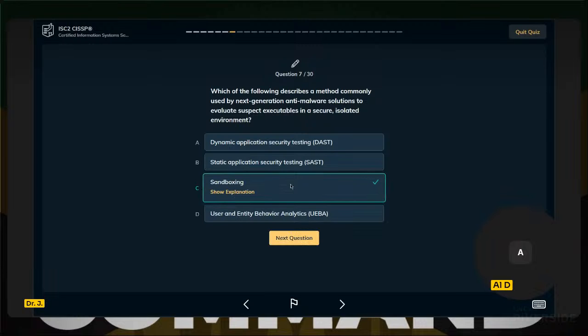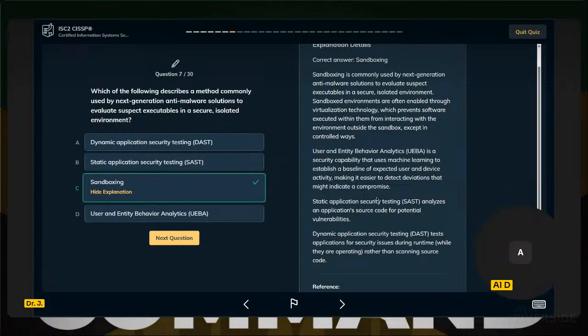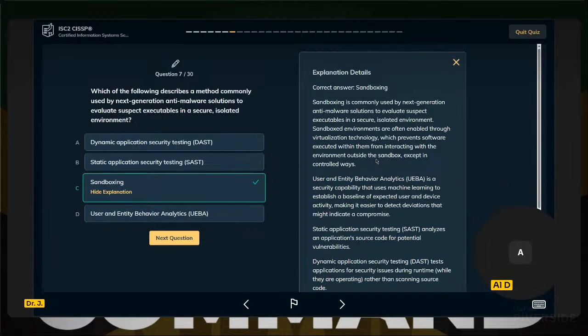Let's see. Yep. I mean, they nearly got me with the dynamic. So let me see why it wouldn't be. Dynamic application security testing tests applications for security issues during runtime, while they're operating rather than scanning source code. So sandboxing is commonly used by next generation anti-malware solutions to evaluate suspect executables. Pretty much the definition is the question here. Okay.